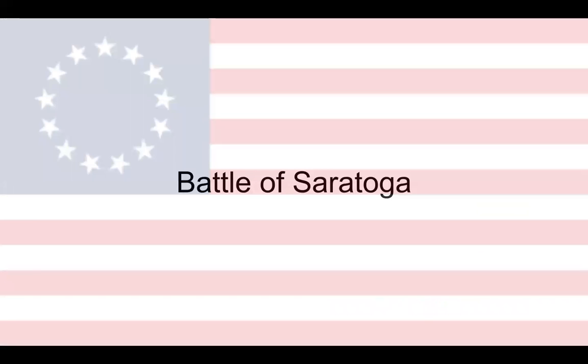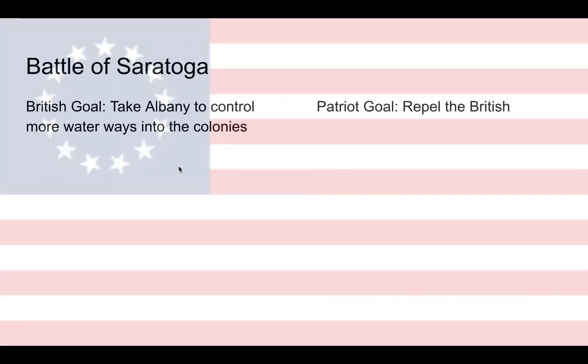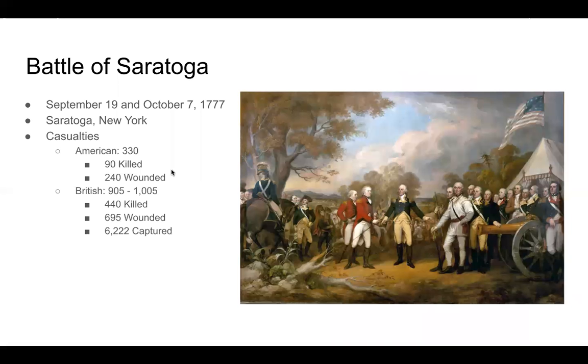And one of the major battles here is the Battle of Saratoga, which was in 1777. The British goal, they're trying to surround Massachusetts, and now they're trying to go up through New York because they took over New York City, and they're trying to go and control more waterways. There's the Hudson River that they're trying to go up and take over Albany. And the Patriot goal is to keep them out so they don't surround them. And what ends up happening here, it's a battle that lasts for over a month, and the Americans win. And this is British surrender, and they go back to New York City.